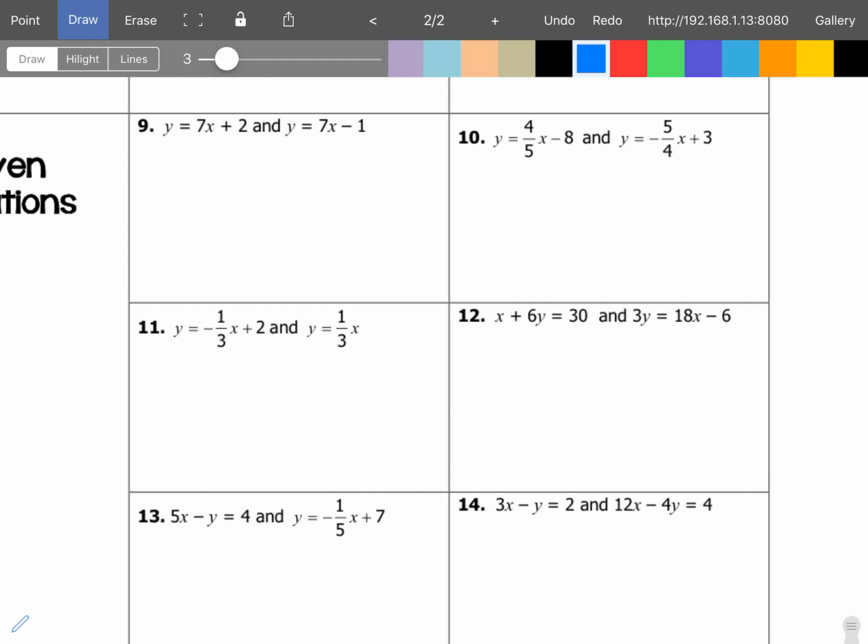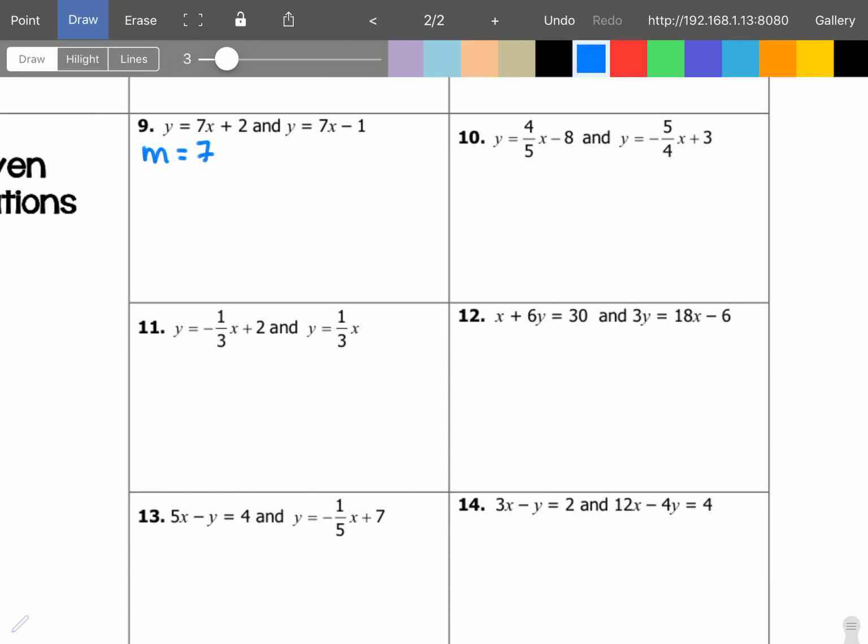When we're looking at parallel and perpendicular, we're looking at slopes, right? So tell me what is the slope for number 9? Remember, m is the slope. What is m? y equals mx plus b, mx. So my slope is 7. Don't put 7x. Just write the number in front of the x. So your slope is always just the number.